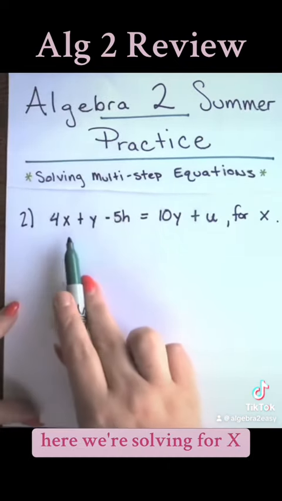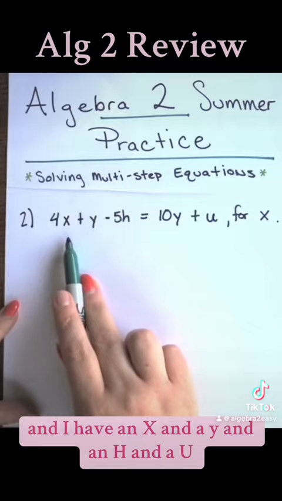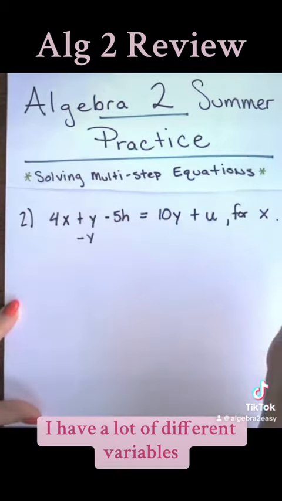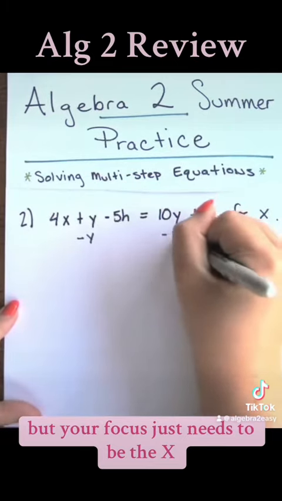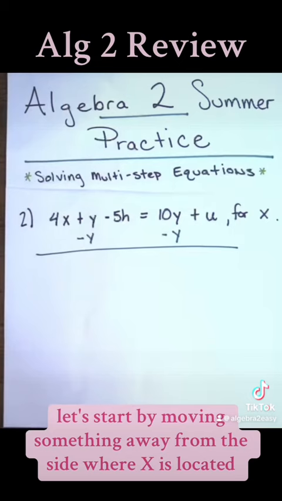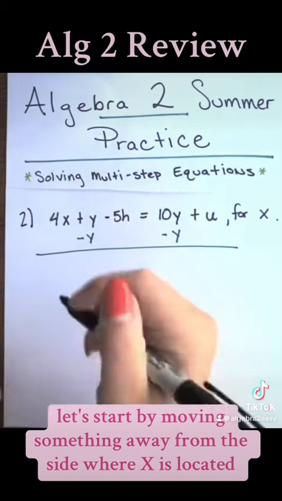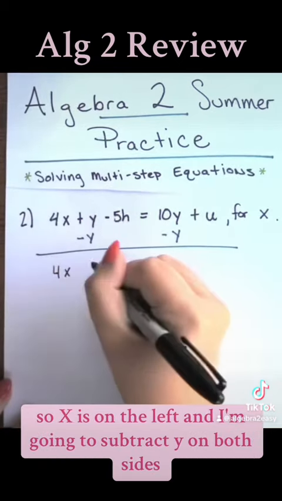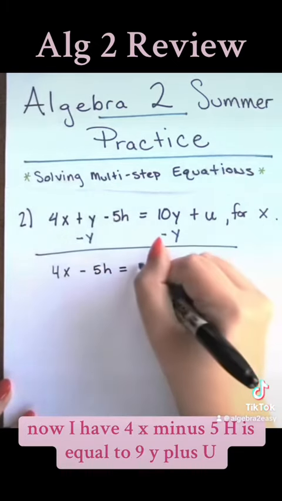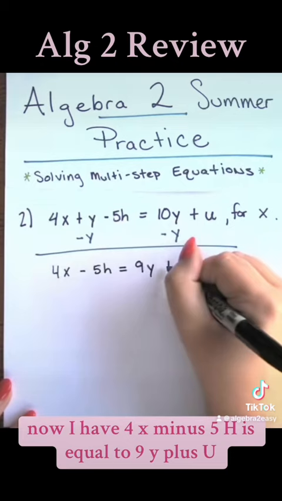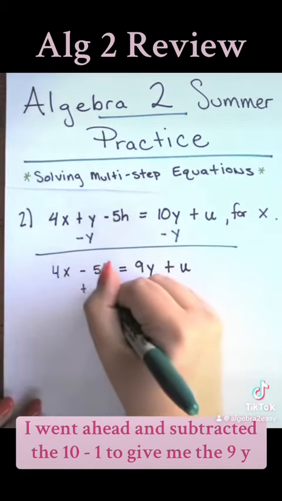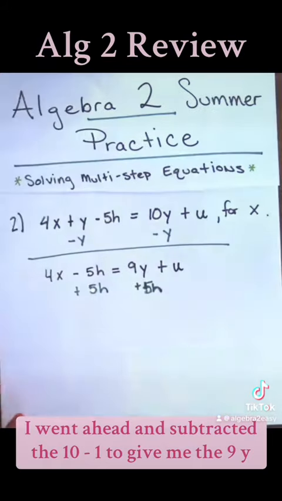Here we're solving for x, and I have an x and a y and an h and a u. I have a lot of different variables, but your focus just needs to be the x. Let's start by moving something away from the side where x is located. So x is on the left, and I'm going to subtract y on both sides. Now I have 4x minus 5h is equal to 9y plus u. I went ahead and subtracted the 10 minus 1 to give me the 9y.